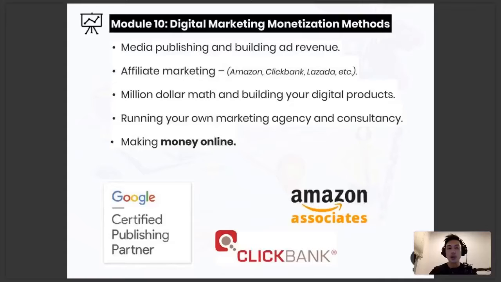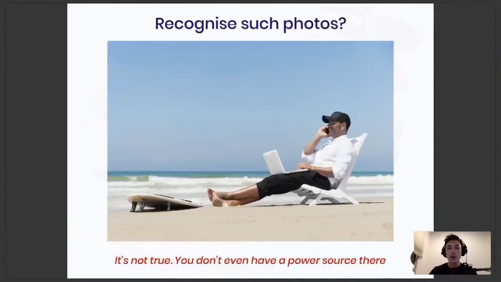And in this module, I'm going to show you all of that. We're going to do things like Amazon, things like ClickBank, things like Commission Junction, if you've heard of it, and we're going to learn how to become a Google publishing partner. Okay, so that's the 10 modules.